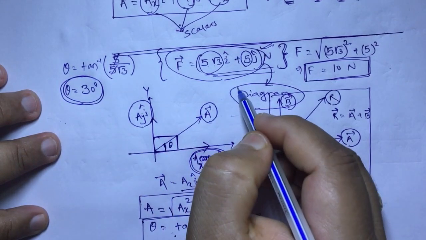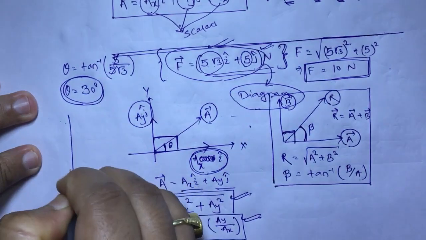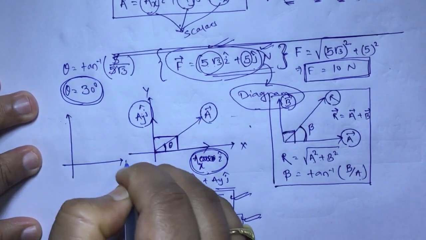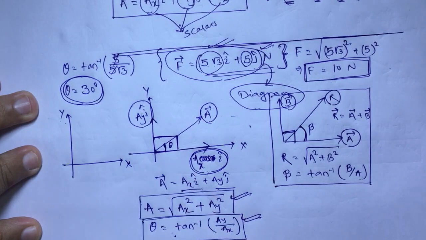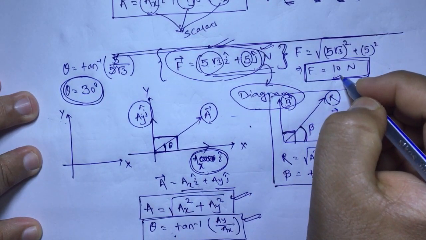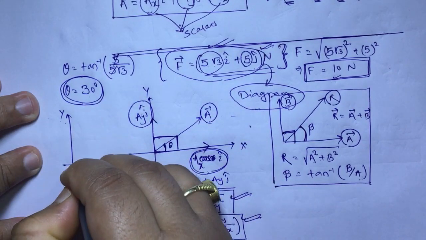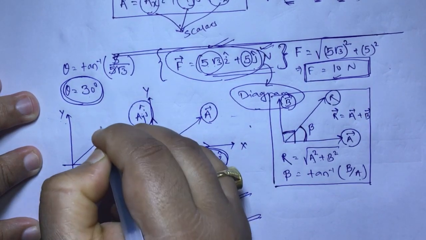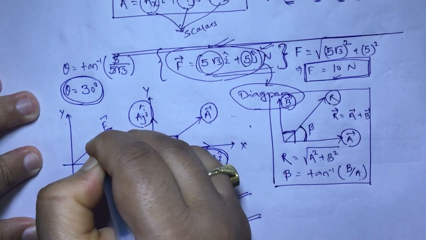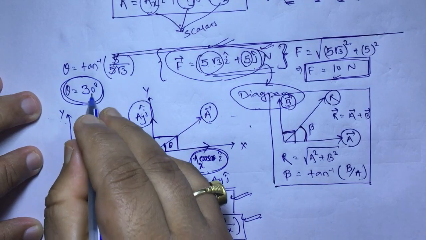So what is the conclusion from here? If F vector is this, then it will look like this. This will be x, this will be y. Okay, F vector is a vector of magnitude 10 Newton, making an angle of 30 degree with the x axis. So it will be like this: F vector of magnitude 10 Newton, making an angle of 30 degree with x axis.